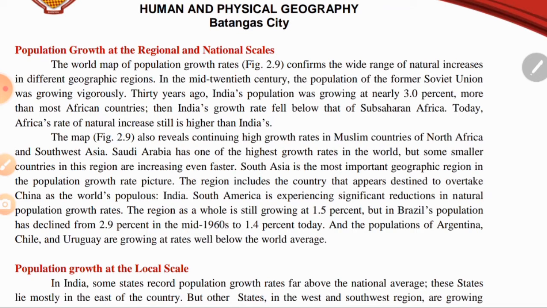South America is experiencing significant reductions in natural population growth rates, and the region as a whole is still growing at 1.5%. But Brazil's population growth declined from 2.9% in the mid-1960s to 1.4% today. And the populations of Argentina, Chile, and Uruguay are growing at rates well below the world average.